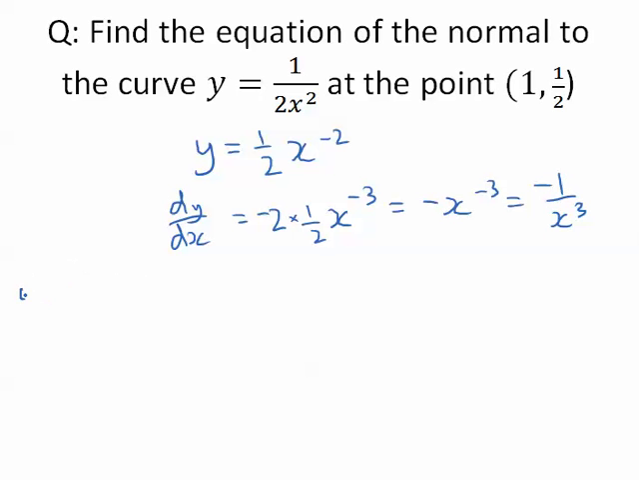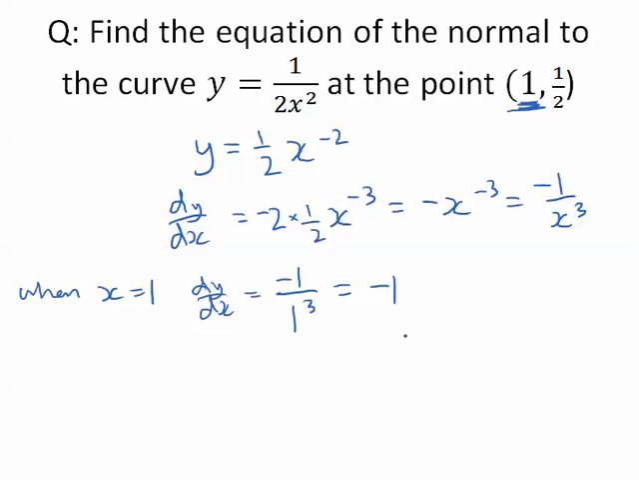And we can calculate the gradient when x equals 1, because the x value here is 1 at the point where we want the normal. So when x is 1, dy by dx equals negative 1 over 1 cubed, which is just negative 1. But we don't want the tangent, because using this gradient will give us the tangent. We want the normal. So this is the gradient of the tangent. So the gradient of the normal is going to be minus 1 over what this gradient was. So minus 1 over minus 1, which is just 1. So our gradient is 1.